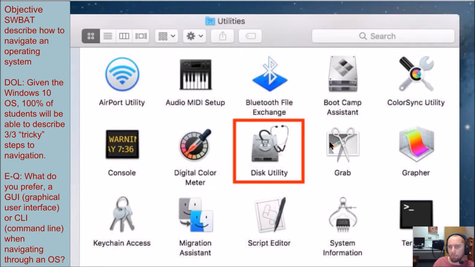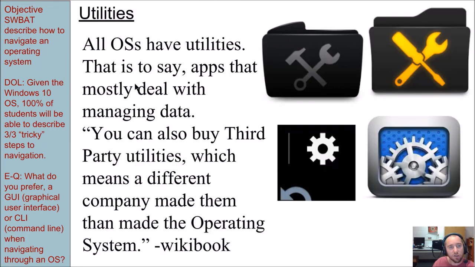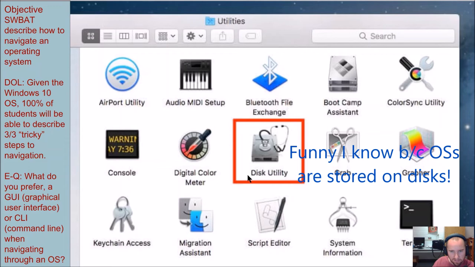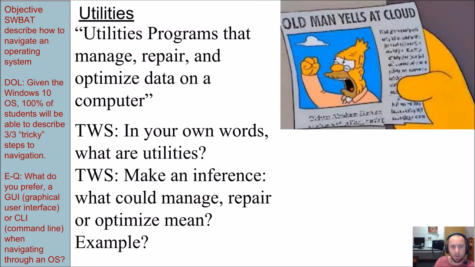Here's some more Apple icons. We're going to talk about icons in a second, but that's a pretty cool icon for a disk utility. Not surprising, according to our definition over here, utilities help us manage data on the operating system. This would be helping us manage the data on a disk. So at the end of the day, think of utilities as a thing that manages, repairs, and optimizes data on a computer. So think right here in your own words, what are utilities?